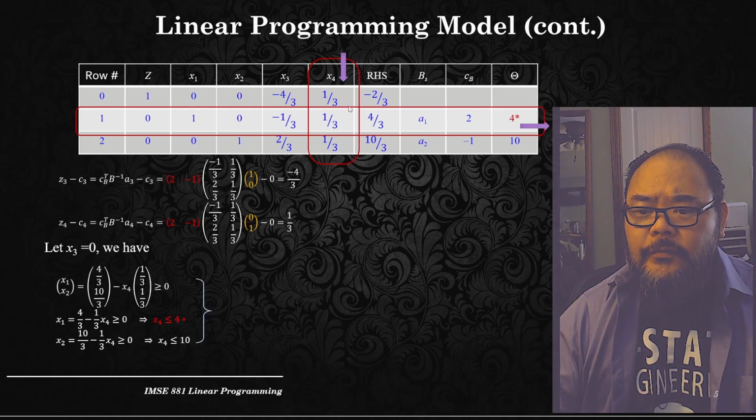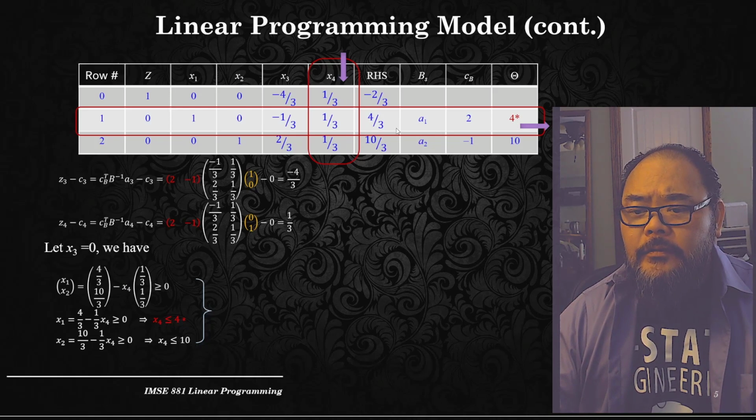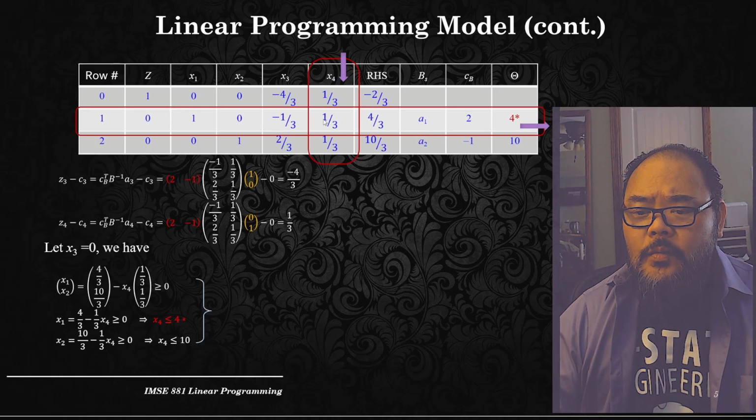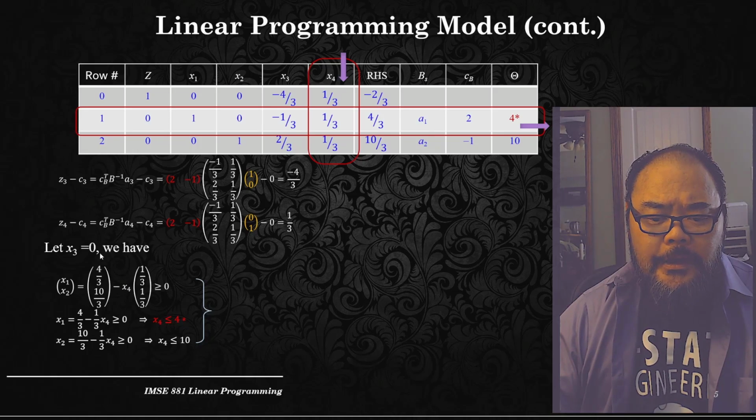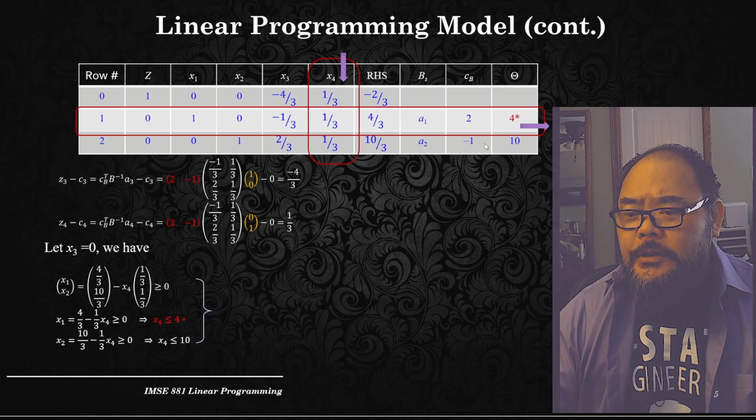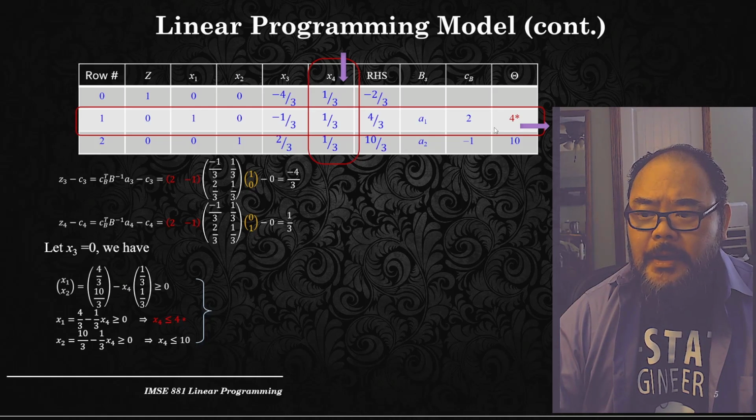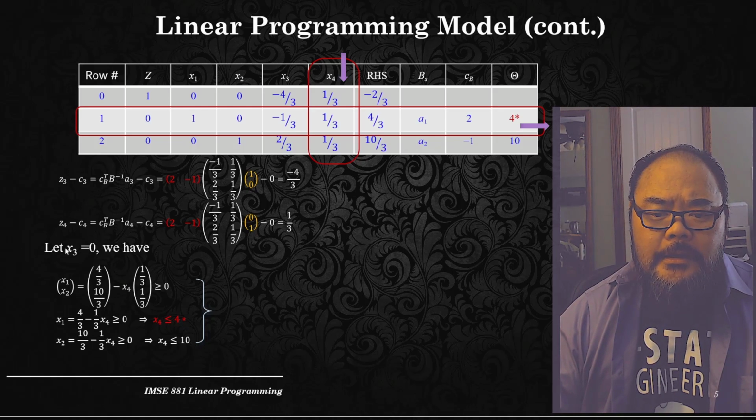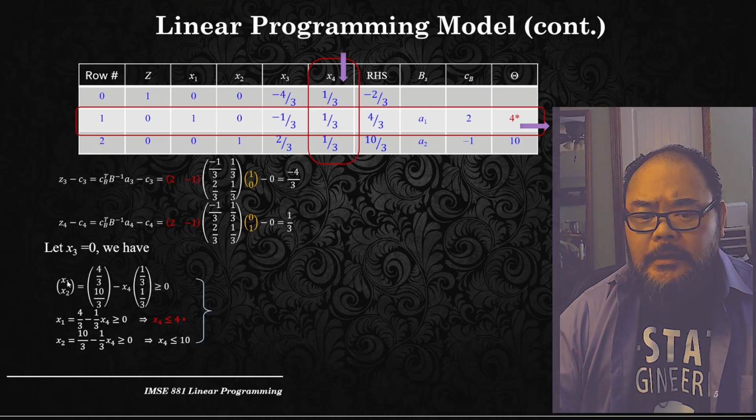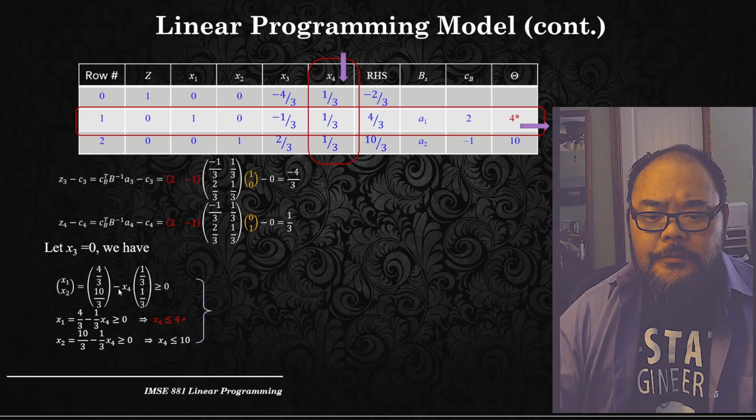Okay, so x4 entering, and 4 third divided by 1 third will be 4. 10 third divided by 1 third equals 10. So we can calculate that. So we know that x4 is entering the basis, x3 stays 0. So we have representing x1 and x2 in terms of x4.